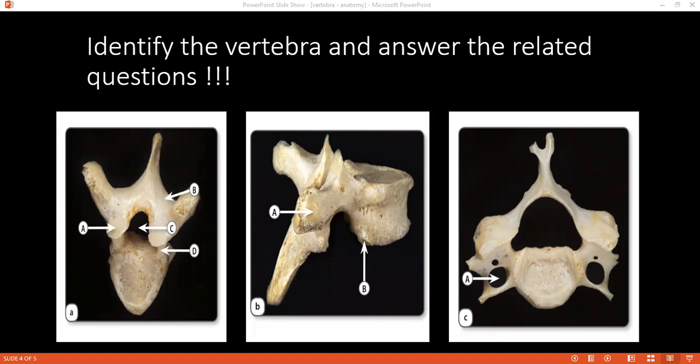Very good. Can you name a few ligaments which are attached to the odontoid process? There are mainly three ligaments: the apical ligament of the dens, the alar ligament, and the transverse ligament of the atlas. Can you please tell me what type of joint the atlantoaxial joint is? It is a synovial pivot joint. Can you name a few ligaments between C1 and C2? We have the anterior atlantoaxial, posterior atlantoaxial, and the transverse ligament.